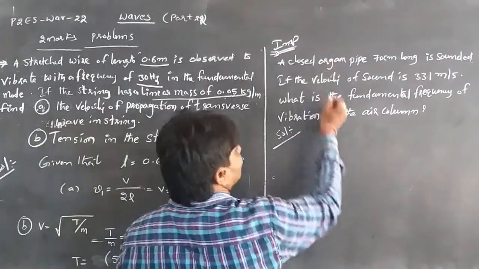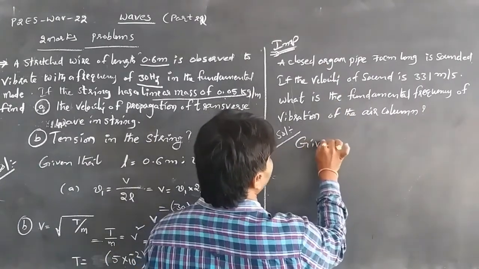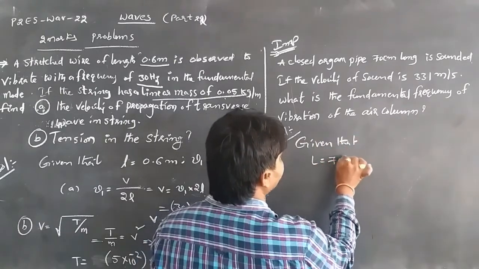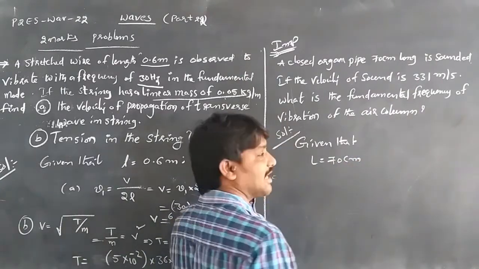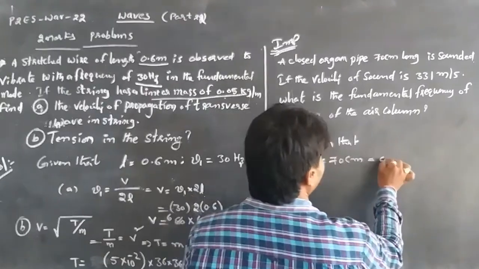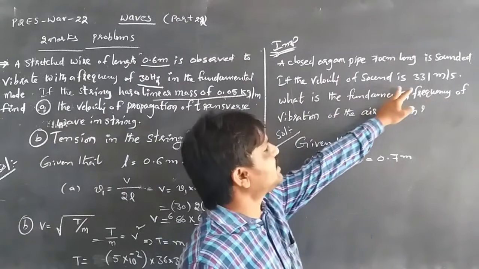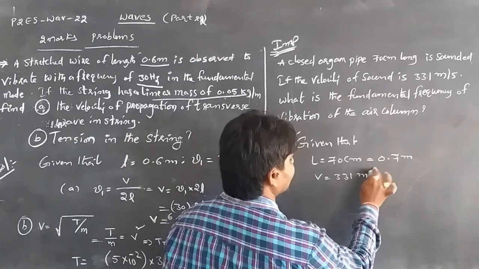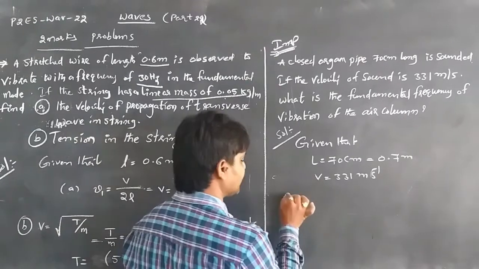It is already mentioned that it is a closed organ pipe. First of all, we should take the values. What is the given data? Given that L is equal to 70 centimeters. We know the values should be converted into SI units, because it is given in centimeters, so it is 0.7 meters. And the velocity of sound is 331 meter per second, that means velocity V is equal to 331 meter per second. Then he asked for the fundamental frequency of vibration of the air column for the closed pipe.